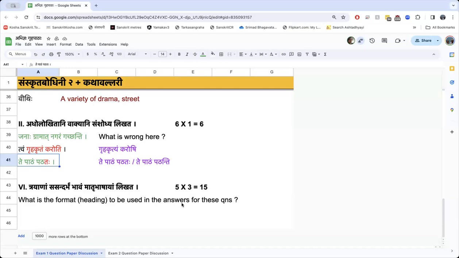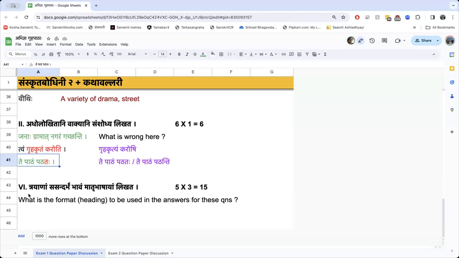Yes. I would suggest if you are going to use that as an answer, then please write te within brackets as tava and then write patam patha, so that you are more clear as to why you have not corrected that sentence.